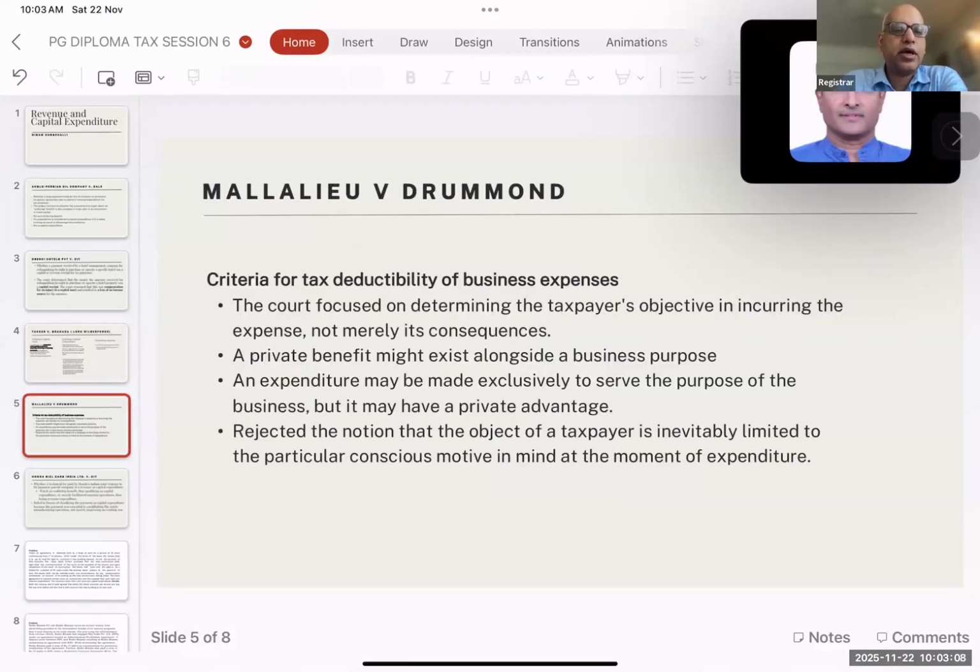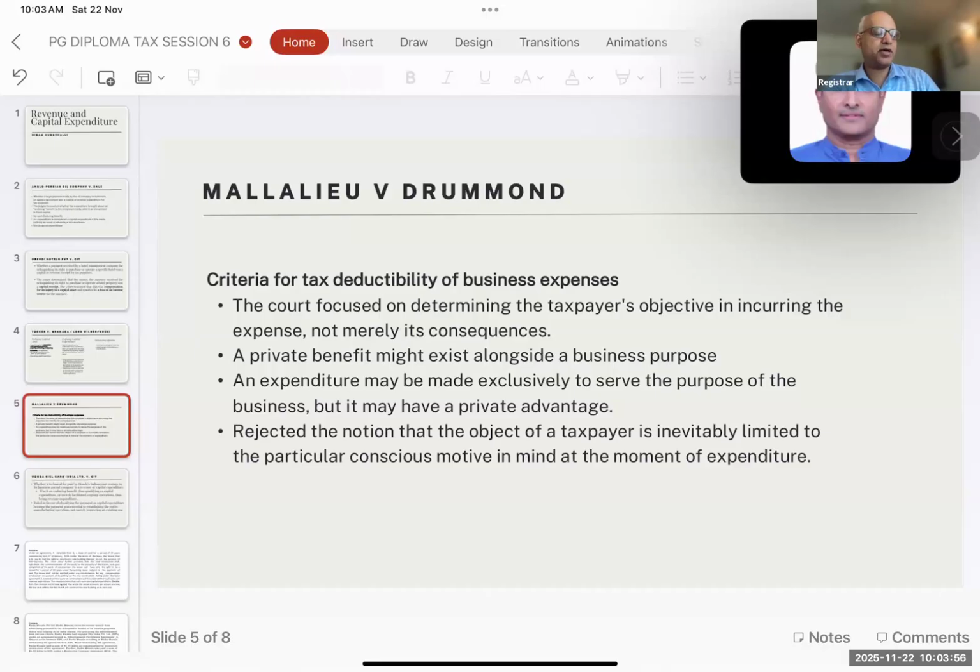So the next interesting case that we are dealing with is called Mallalieu versus Drummond. You will see the note for this case in the same note, which is note 18, English cases. If you scroll down, you will notice that we have discussed Tucker versus Granada, then Anglo-Persian Oil Company, and then the Drummond case. Let me just read out the facts for you.